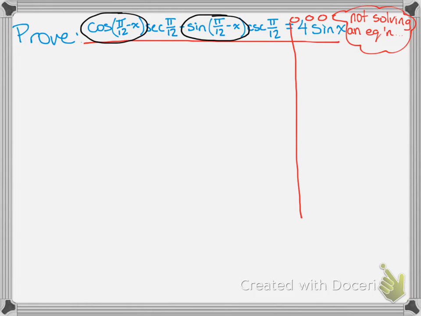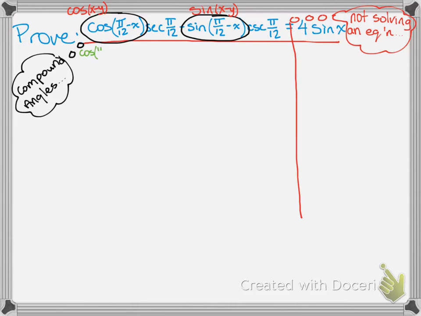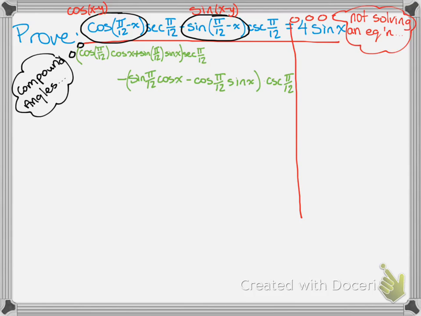Another thing we should remember is all the identities that we have at our disposal. So all these things look like they're compound angles, compound with a minus. And I should remember that for cos(pi/12 - x), I could use cos(x - y), and for sine(pi/12 - x), I could use sin(x - y). Alright, so we take the time to write all that out. This is just pulling from my identities, and I make sure that my brackets are where they're supposed to be.